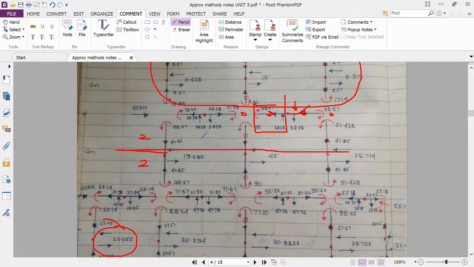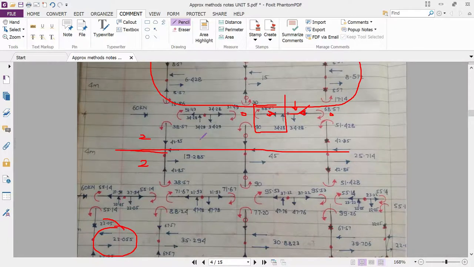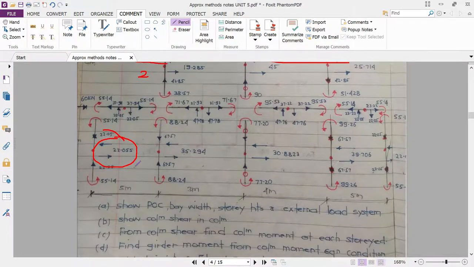Similarly, like this we have to go to the next part. Okay, now what next is your third story moment calculation.